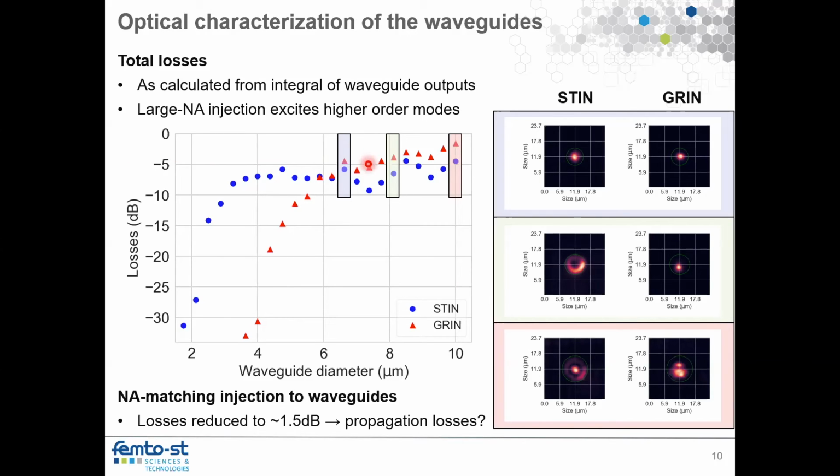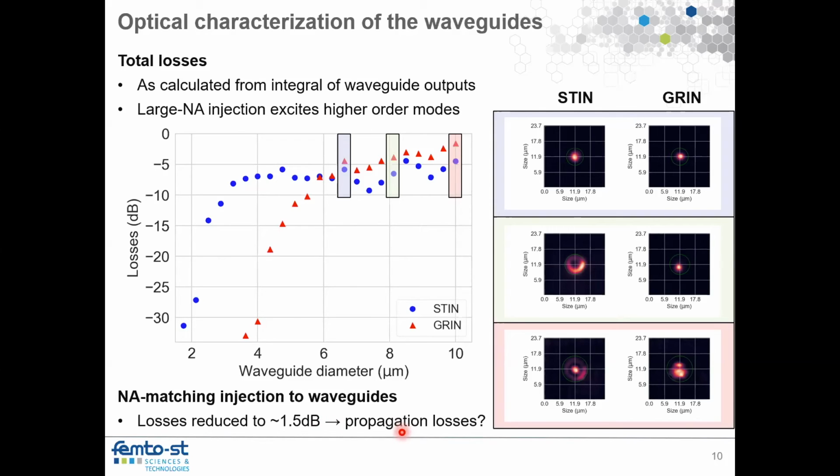Losses are quite high, so not impressive at all for a photonic component, but it is good for our first approach. And actually, this amount of losses includes everything: propagation losses and coupling losses, because we attack with a very large NA. But when we match the NA, we reduce the losses of the order of 1.5 dBs. And we wonder if actually this is from propagation losses.